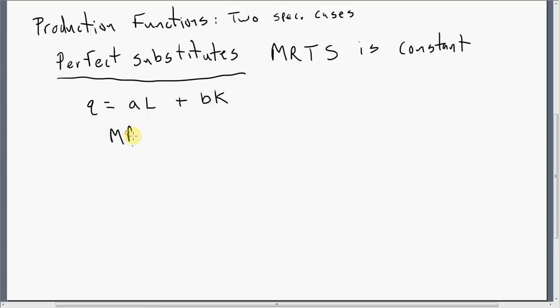The marginal product of labor is simply going to be A, which is technically the partial derivative of this equation. The marginal product of capital will equal B, which is the partial derivative of this equation with respect to capital. A graph of the isoquant when we're dealing with perfect substitutes is going to be a downward sloping straight line. Okay, so this is going to be the isoquant.